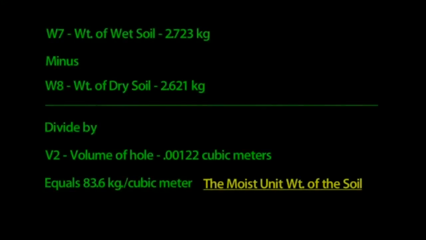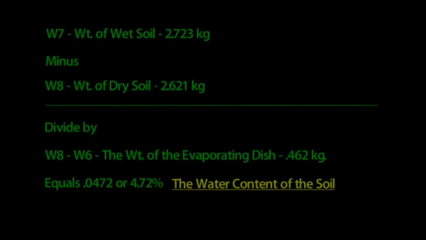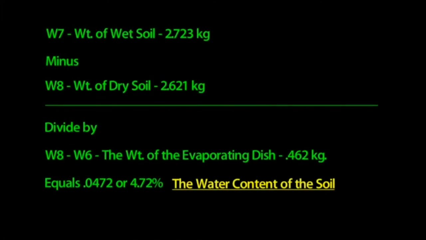We can calculate the moist unit weight of the soil by subtracting the dry weight, W8, from the wet weight, W7, and dividing that number by the volume of the hole, V2. We get 83.6 kilograms per cubic meter. To calculate the water content, subtract W8 from W7 again. This time divide that by W8 minus W6. We get 4.72%.